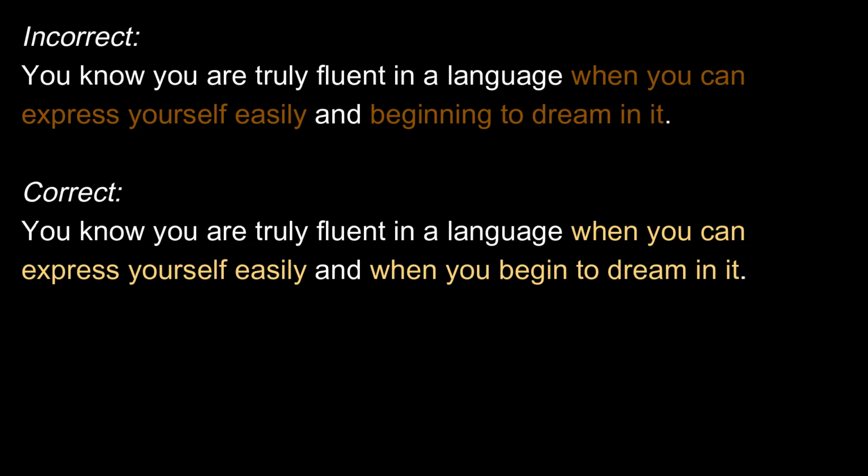You know that you are truly fluent in a language when you can express yourself easily and beginning to dream in it. So here we have 2 different forms, so the sentence doesn't work. If we use when before the first one, we need to use the same structure in the second one. And remember that with when, that's going to be a clause, right? When you can express yourself easily. So we have a subject, you, and verb, can express. So in the second one, we want to do the same thing. So we can say, you know that you are truly fluent in a language when you can express yourself easily and when you begin to dream in it.